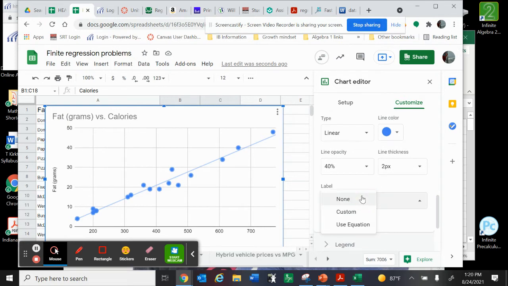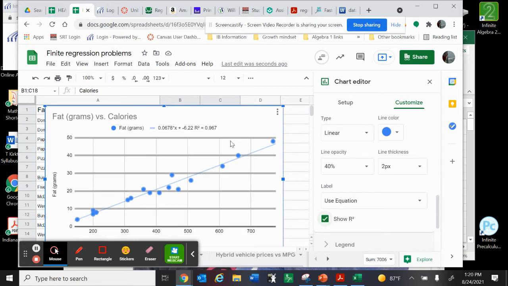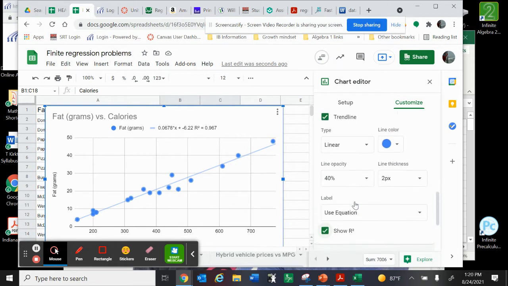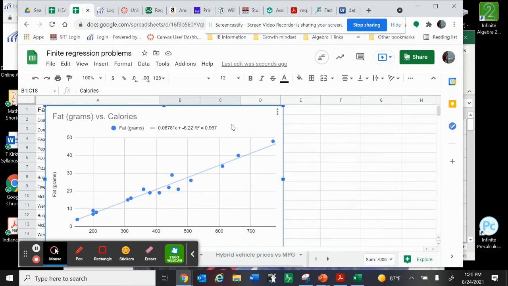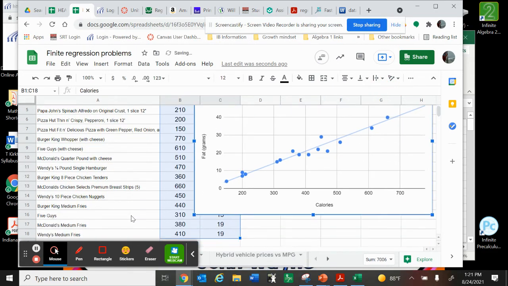Down here where it says label, we want to show the equation. So there's our equation in slope-intercept form. And I'm going to show this r squared as well, because the closer that r squared is to 1, the stronger our correlation. This is a really strong correlation. If this number is smaller, it's not as strong of a correlation. And there's other things you can do with your labels, but that should be enough for what we need to look at right now.